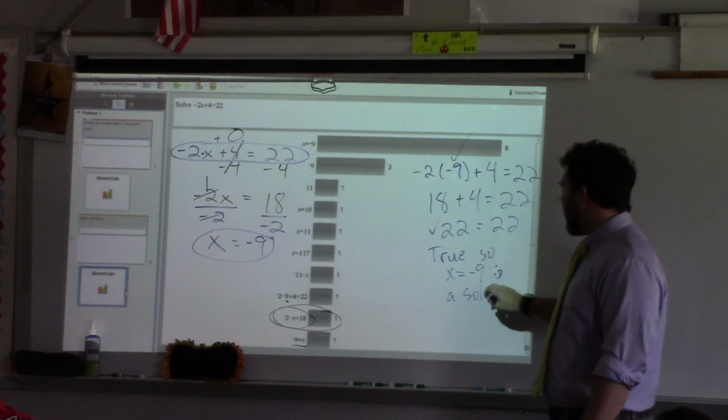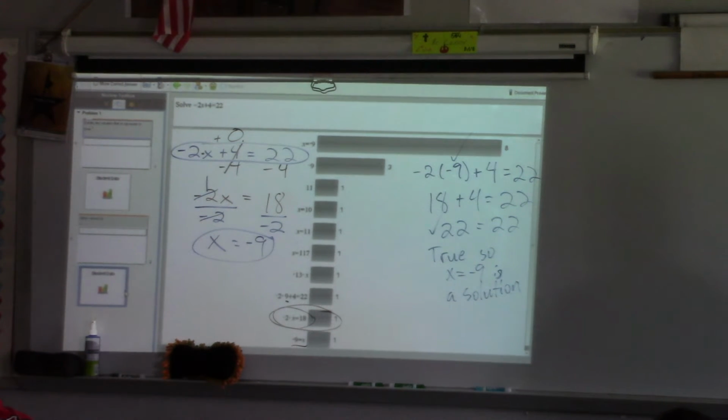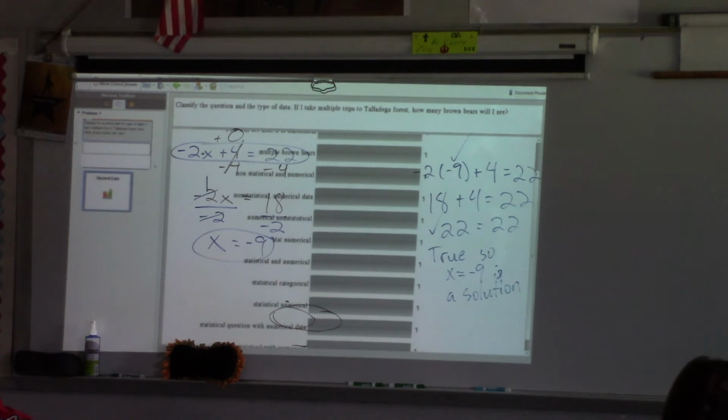Okay? So we've got to remember that idea. That is one of the most core ideas in this unit: what is a solution, and how do I solve an equation? Ready to move forward? Yeah? Okay.